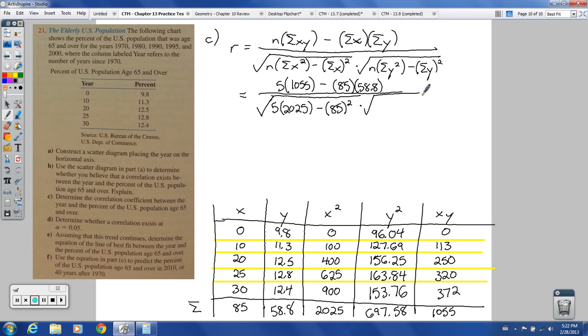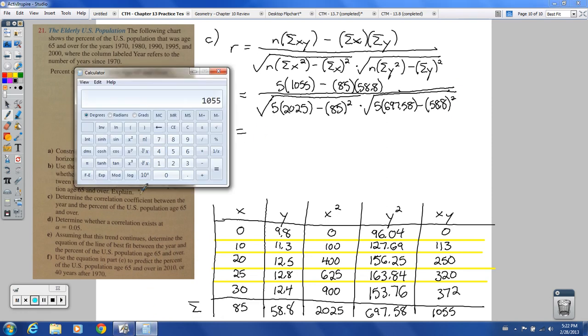This times, same thing with the y values there. So 5 for the n. Sum of the y squared values, 697.58. Minus the sum of the y values is 58.8. And you're squaring that. Okay. So that big mess gives me, let's see what we got.